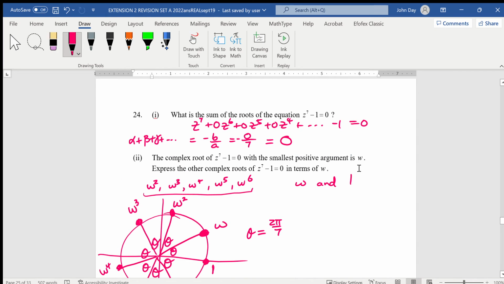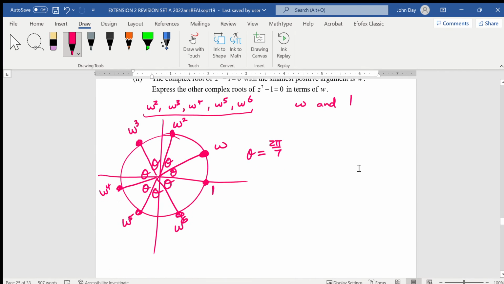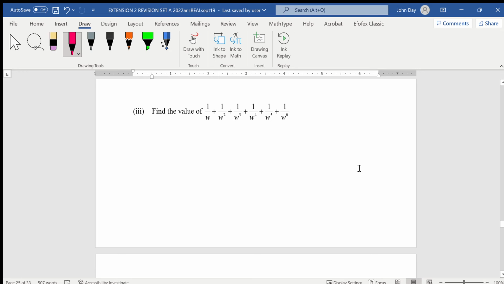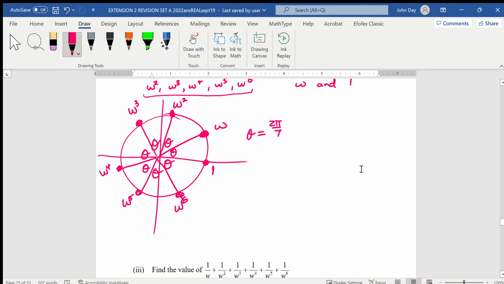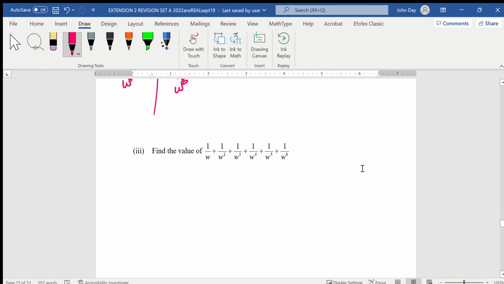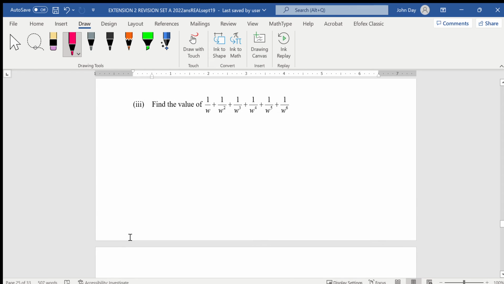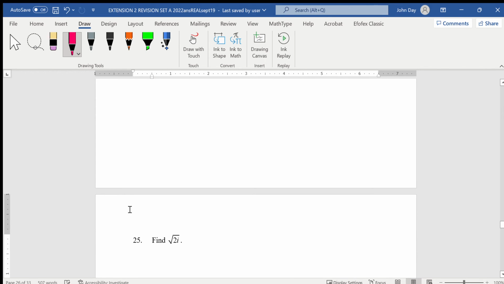Now, express them, we've done that. The next part, find the value of that. Well, if we can just express all of those somehow in terms of what we know, these roots here, then we'll be fine. Now, I might need a little bit more room, so I'll just pop a page break in here.